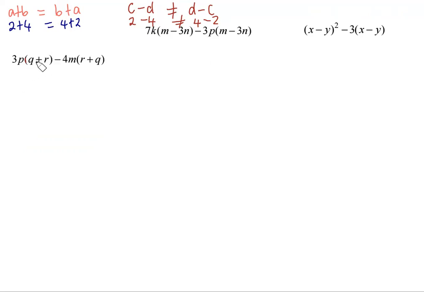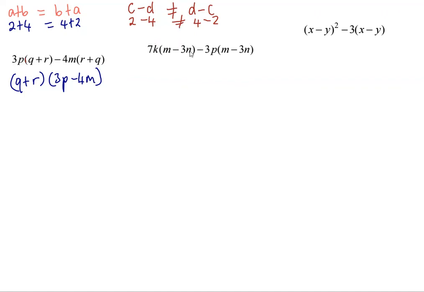So you're going to take out, what is it? Your q plus r, and you're left with what? 3p minus 4m. So that would be your answer. So we're taking out q plus r as what we call our highest common factor. Then our final answer will be left with 3p minus 4m. That should be our answer like that.